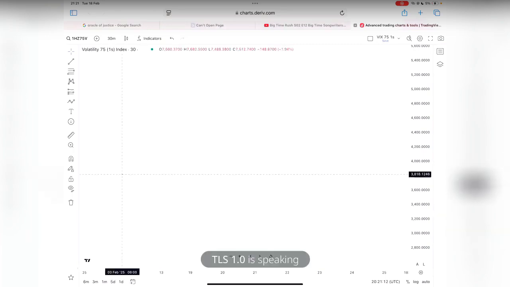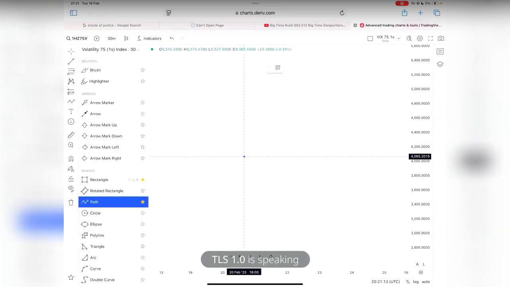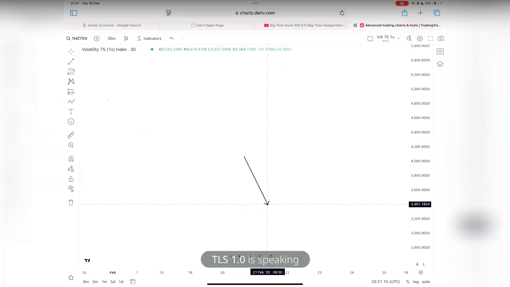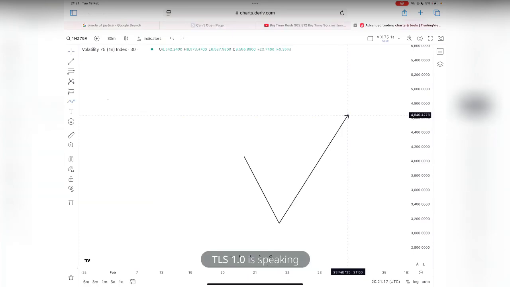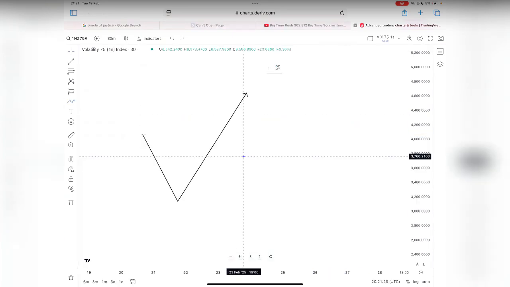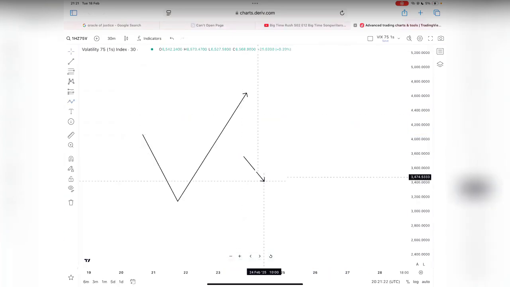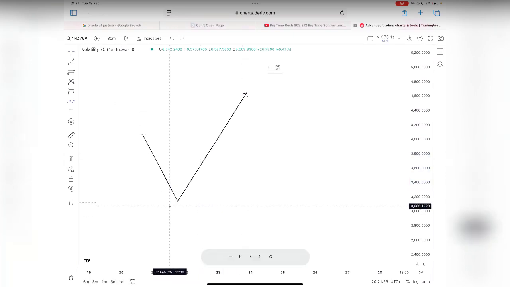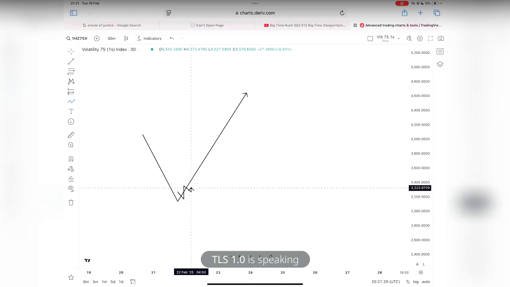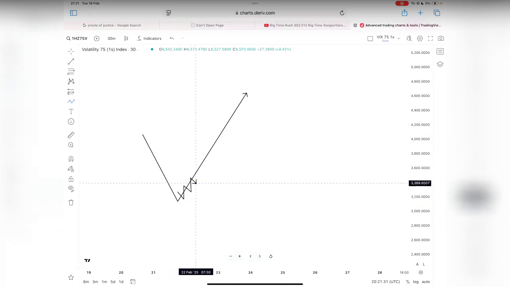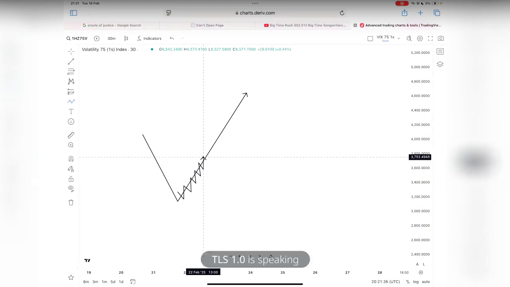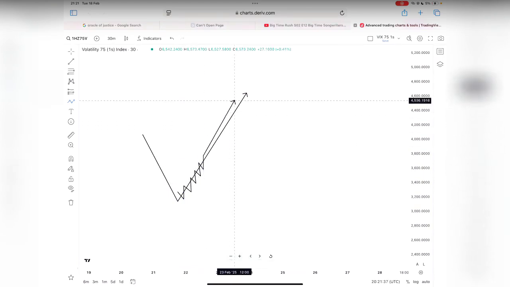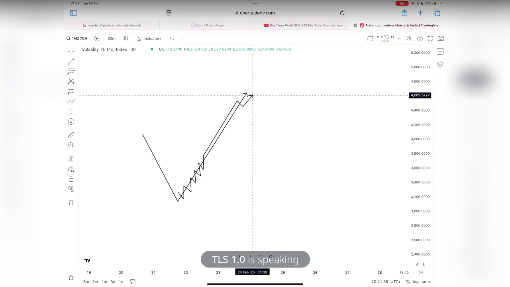So yeah, I was saying that every other structure you find inside this 4 hour structure here is called an internal structure. Okay, it is called an internal structure. Let me just fast forward to this place. Now, this is where price currently is.